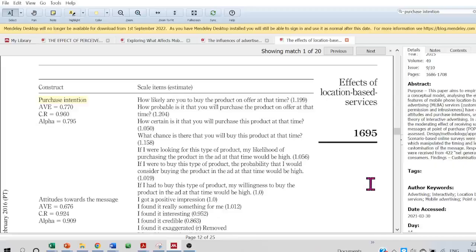I hope these guidelines would help you in selecting your scale items for your construct. That's all for this video.